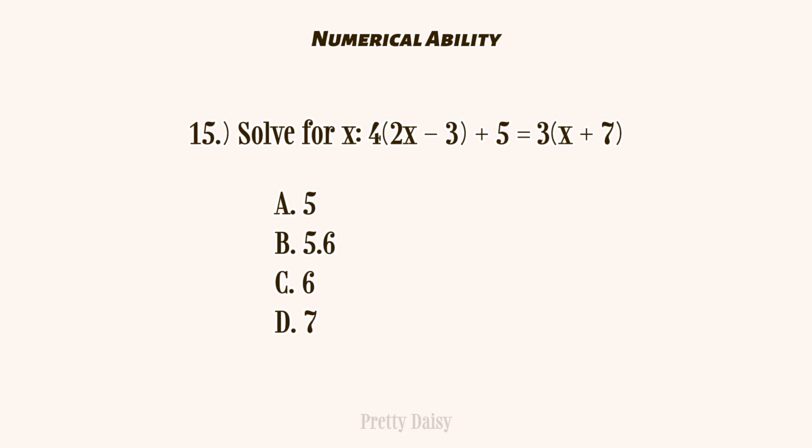15. Solve for x. 4 times the quantity 2x minus 3 plus 5 equals 3 times the quantity x plus 7. A. 5. B. 5.6. C. 6. D. 7.